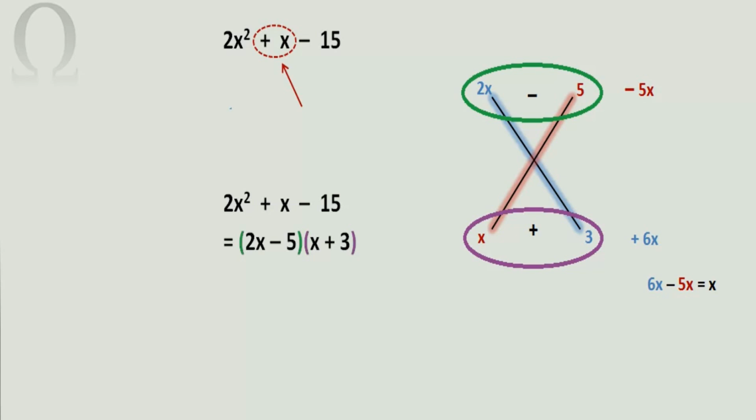It is always a good idea to check your work by multiplying out the factorized brackets. 2x times x is 2x squared. 2x times 3 is 6x. Minus 5 times x is minus 5x. And minus 5 times 3 is minus 15. That simplifies to 2x squared plus x minus 15.